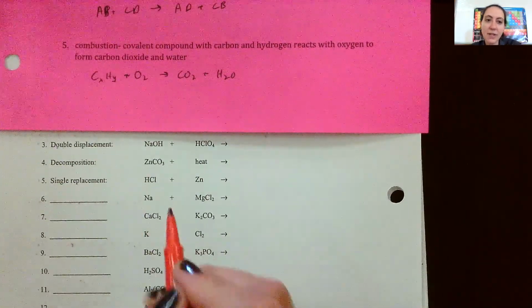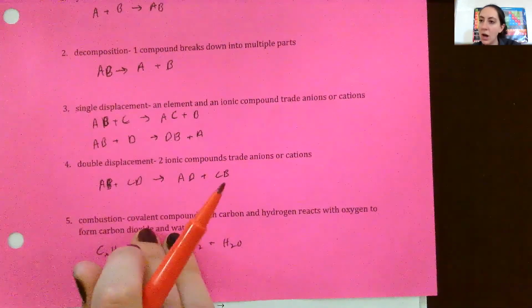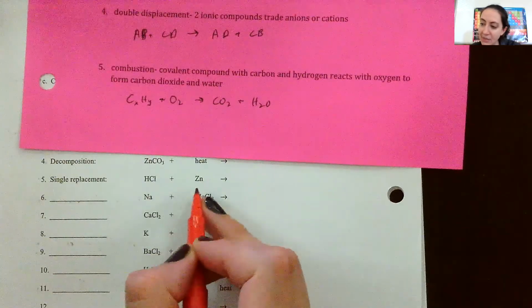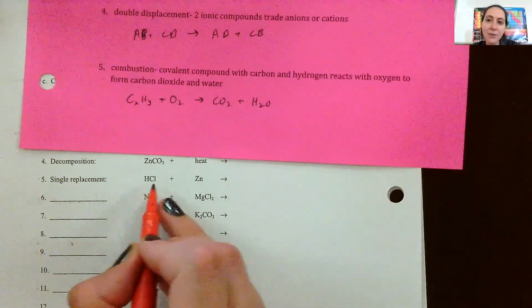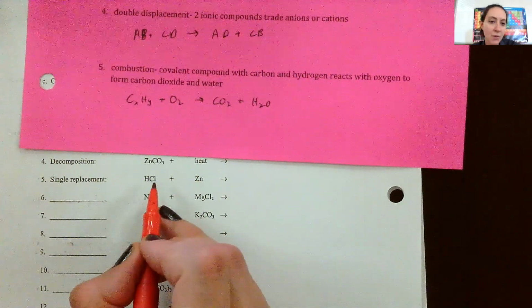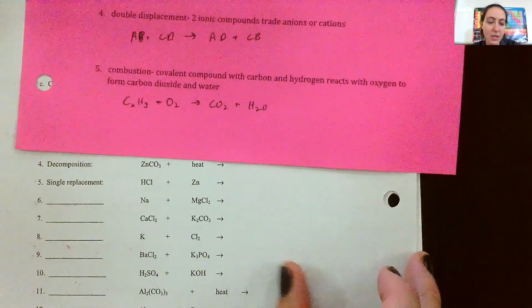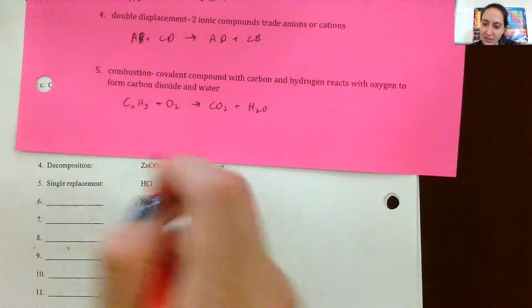So single replacement or single displacement. This is one where we have two possible scenarios. We know that the element zinc is going to replace either the hydrogen or chlorine, and it's going to boot one of them out. So we started off with one compound and an element, and we're going to end up with one compound and an element. So let's just think about this for a second.